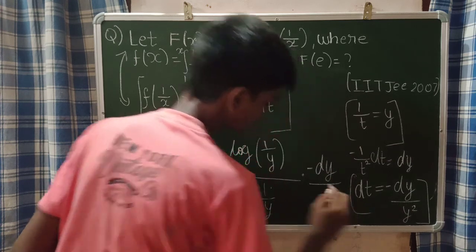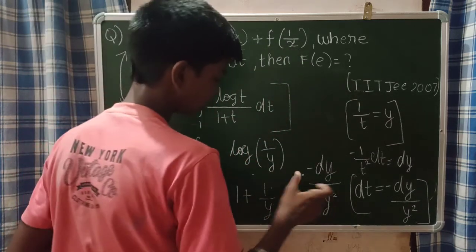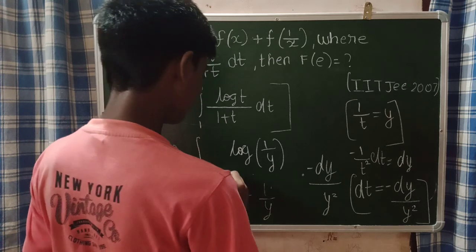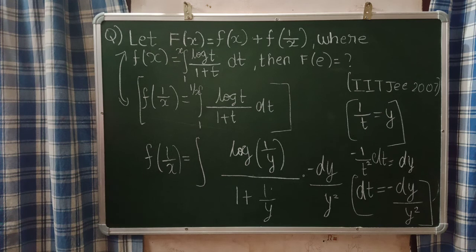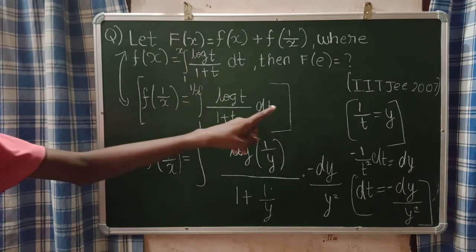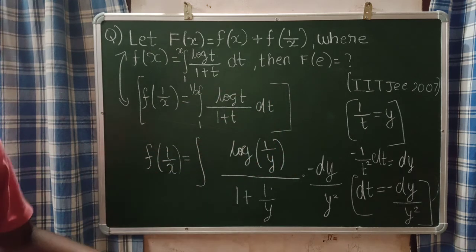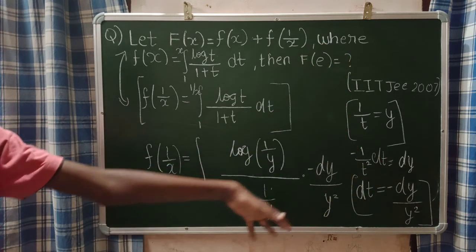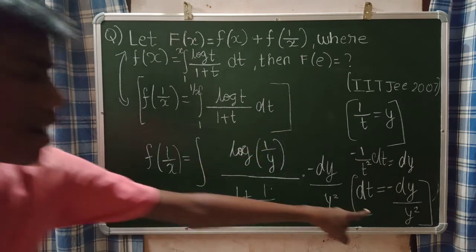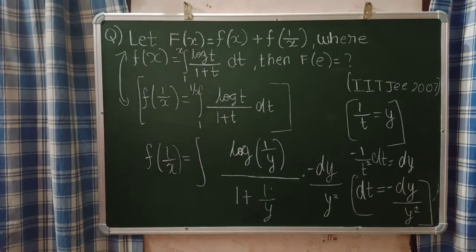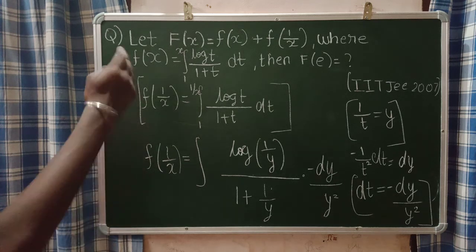Correct now? Guys, I will draw this line straight, okay? So what you will do is log of t will be log of 1 by y, because your 1 by t is equal to y here, so your t will be 1 by y, divided by 1 plus t. 1 plus t is 1 by y, into dt. What is your dt? Minus dy by y square. Now what will be your limits?